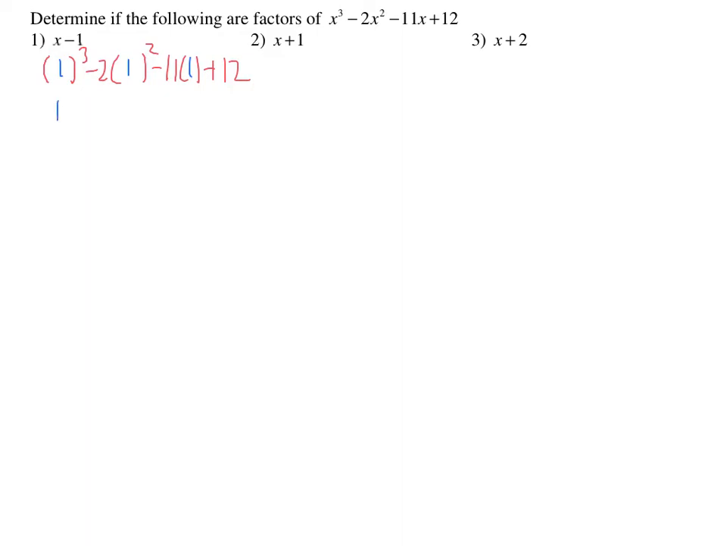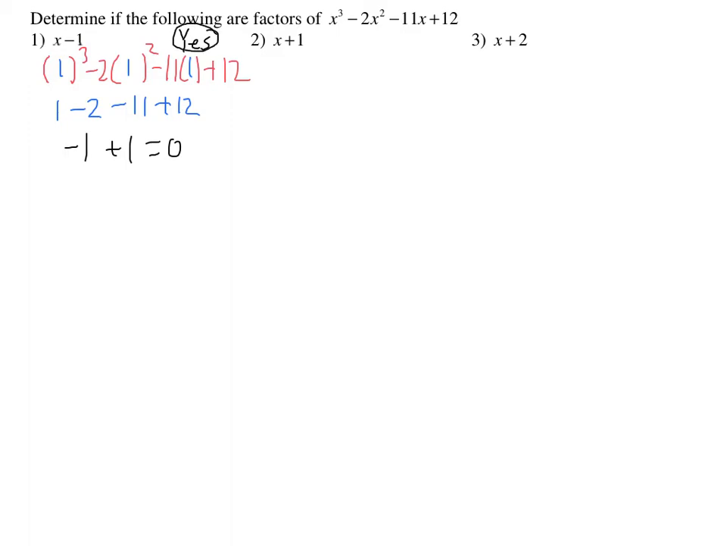So 1 cubed is 1, 1 squared is 1, so 2 times 1 is 2. Negative 11 times 1 is negative 11, and we have a plus 12. Let's see, 1 minus 2 is negative 1, negative 11 plus 12 is positive 1, and that looks like it's a 0. Alrighty, so we know because we plugged it in, you get a value of 0 due to remainder theorem. That means that it is a factor. Your remainder is going to be 0 when you divide it. So is x minus 1 a factor? Yes, it is. So your answer is a yes to this one.